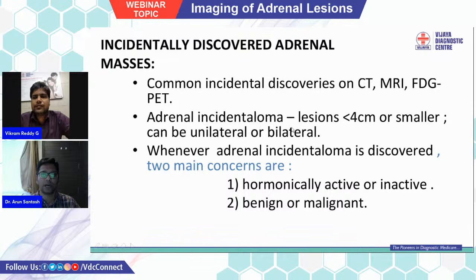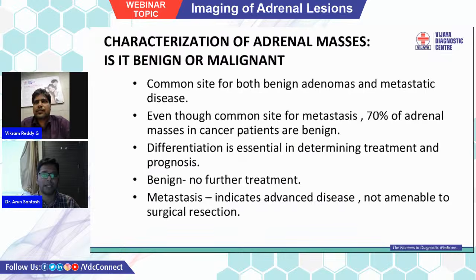Adrenal incidentalomas are lesions of 4 cm or smaller and can be unilateral or bilateral. Whenever an adrenal incidentaloma is seen, we have to characterize whether it is a functioning or non-functioning tumor, which can be done by assessing the blood parameters. And on imaging, we have to characterize whether it is benign or malignant. How do we characterize an adrenal mass as benign or malignant?